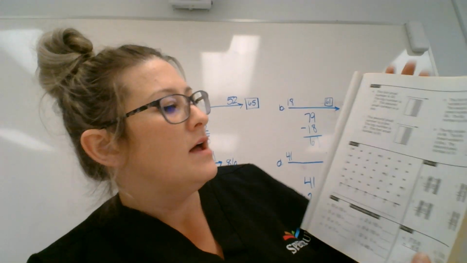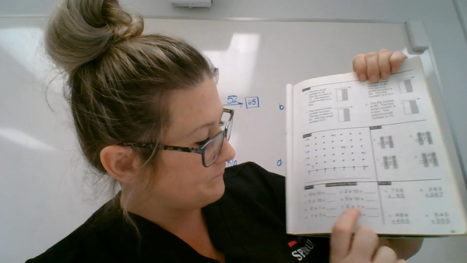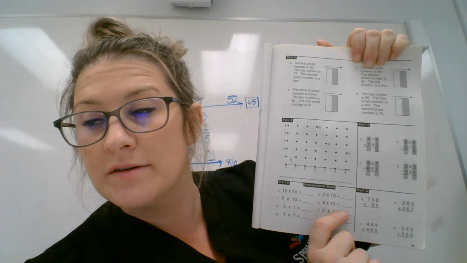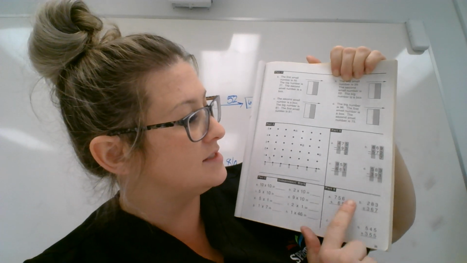All right. So the rest is independent work. You might have to borrow in part 4. Part 5 is easy peasy multiplication. So go ahead and get out your multiplication number line. And then part 6 is just like part 4.